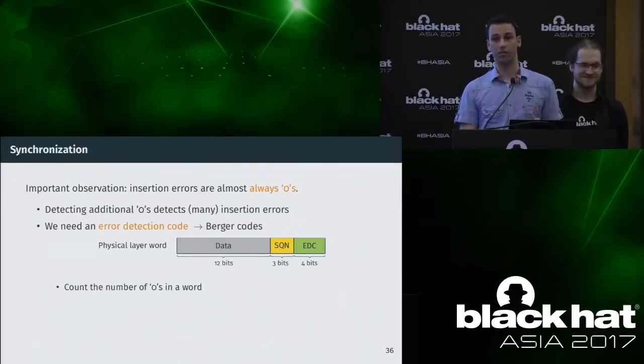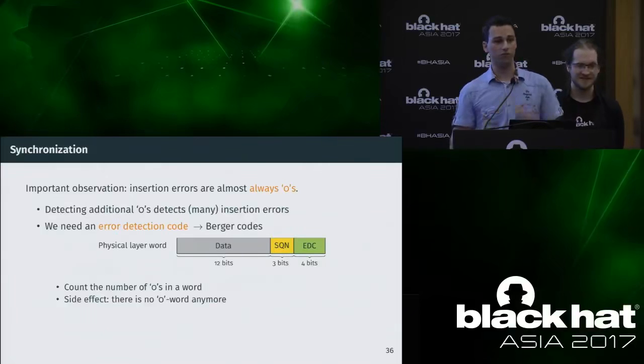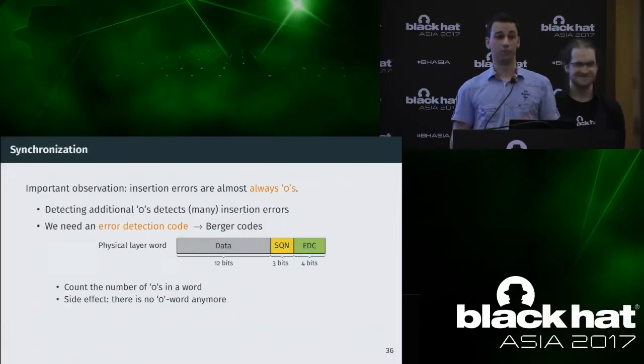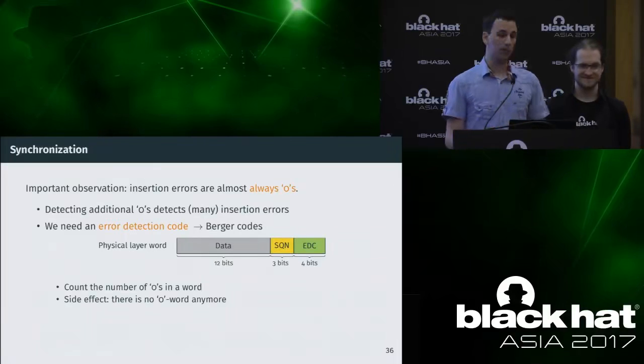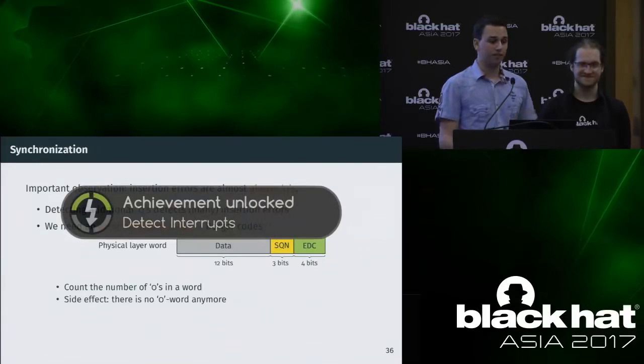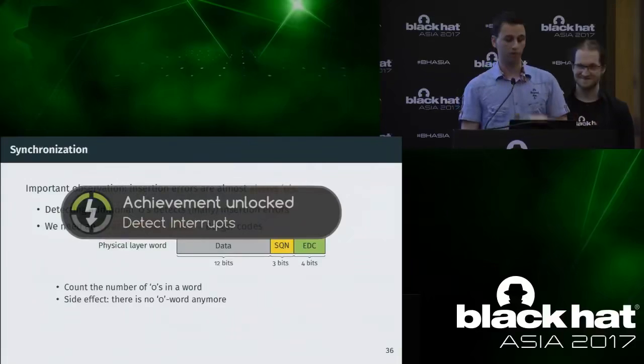And the Berger codes are really trivial. Any one of you can come up with that. They just count the number of zeros in a word. So this is a nice side effect: there is no 0 word anymore. If we receive a bunch of zeros, we know that it's wrong, because the Berger code counts the number of 0 bits in a word. So if everything would be 0 in the packet, then the error detection code is a high number. And if we just have zeros, we know it's wrong. So with that, we can detect most of the insertion errors. And now we have this achievement unlocked, we are able to detect interrupts. We can cope with the deletion errors, and we can cope with the insertion errors.